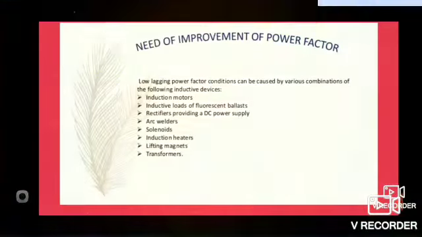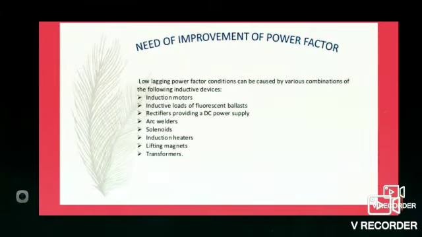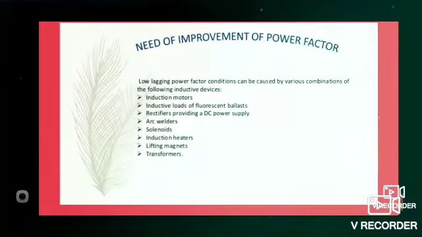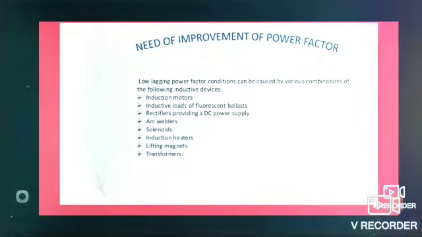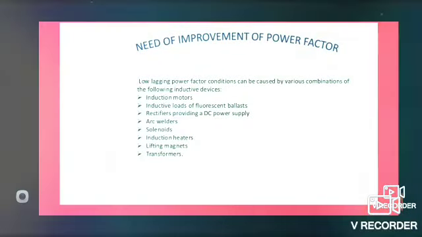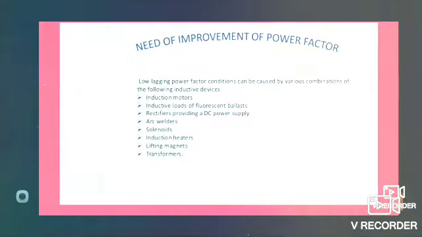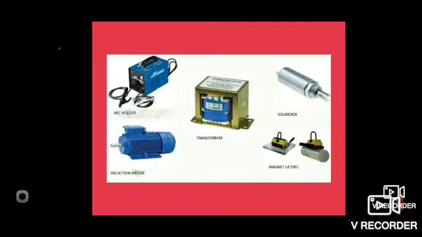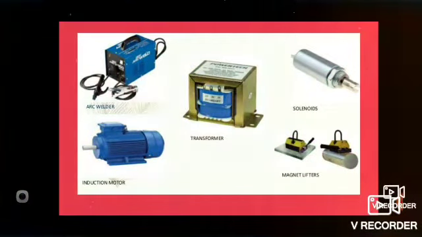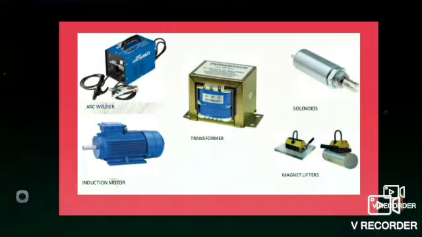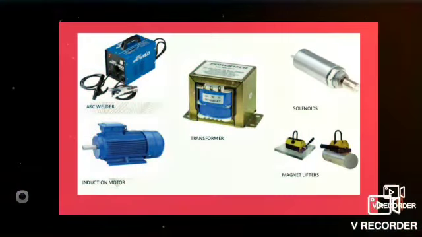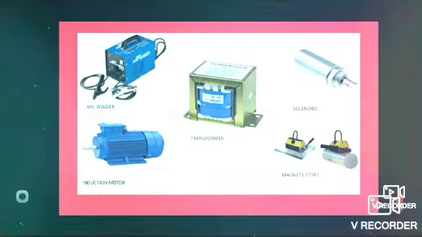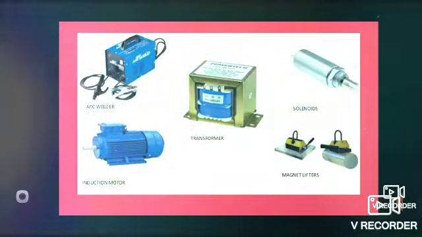Some devices produce low power factor, so we go for the improvement of power factor. The devices which produce low power factor are induction motors, inductive loads, rectifiers, arc welders, solenoids, induction heaters, lifting magnets and transformers, which produce low lagging power factor. These are used in houses, and they reduce the power quality by reducing the power factor. So, we have to improve the power factor in order to improve the power quality.